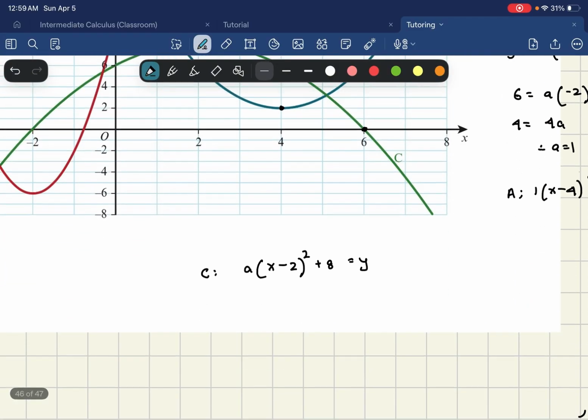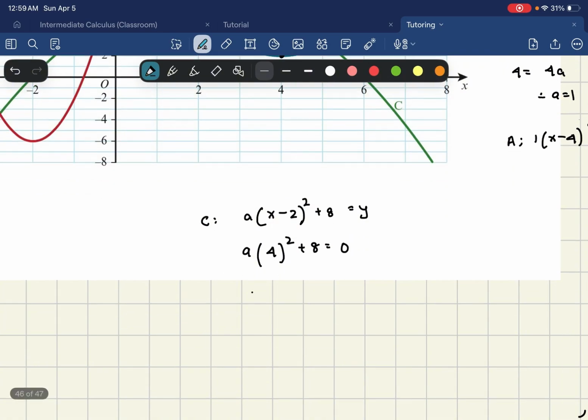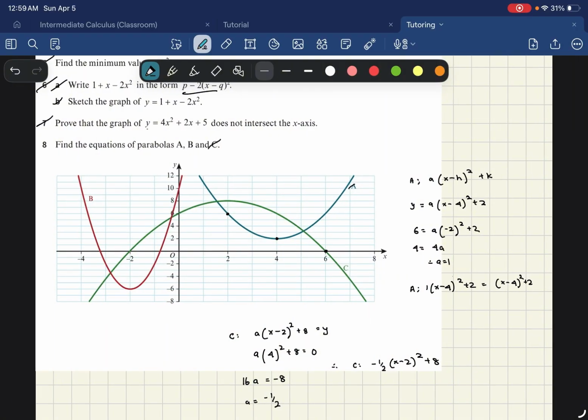So we just substitute 1 point we're sure of. If x is 6, y is 0. So a, x is 6. So 6 minus 2, that gives me 4 squared, plus 8 is equal to 0, right? So a, 4 squared is 16. So 16a is equal to negative 8. A is negative 1 by 2. So therefore, for C, the equation is negative 1 by 2 times (x minus 2) squared plus 8. So yeah, 8 minus 1 by 2 (x minus 2) squared. So that is essentially what the equation is for C.